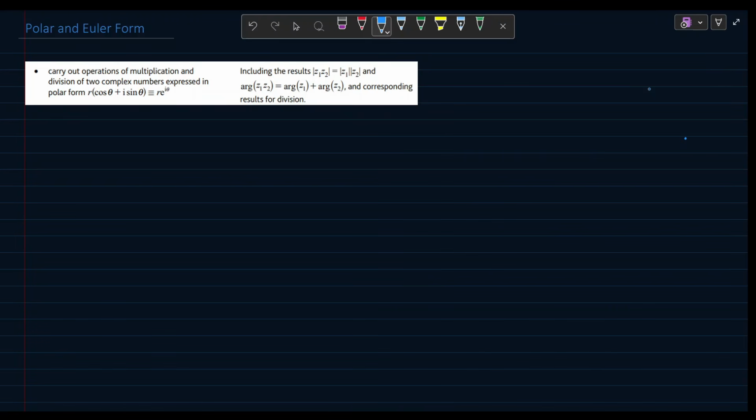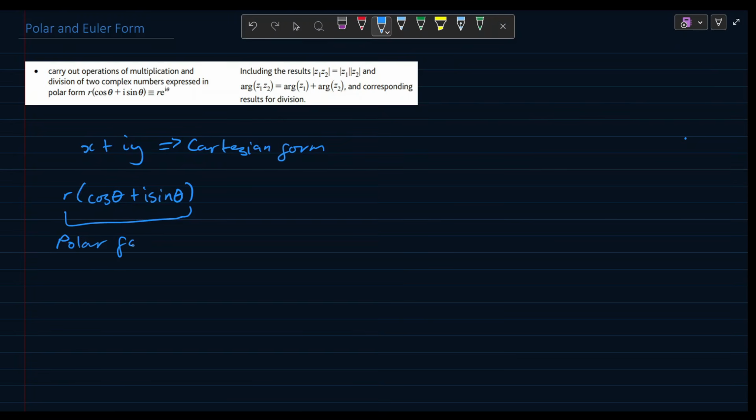So far we've been representing our complex numbers in Cartesian form, that's the form x plus iy. But we can also represent our complex numbers in polar form, so that's the form r cos theta plus i sine theta. So this here on top is Cartesian form. This is polar form, and we can also represent our complex numbers in Euler form, re to the i theta. So this is Euler form.